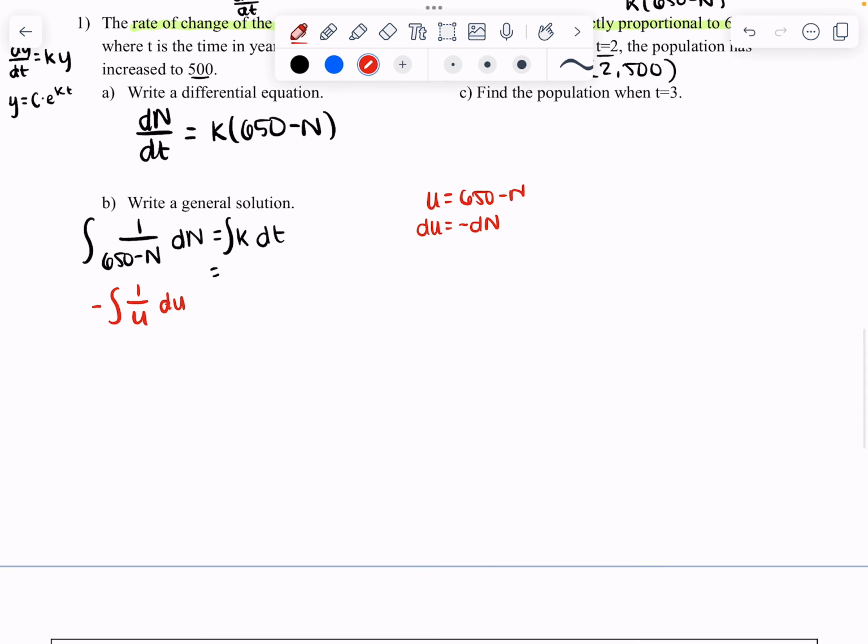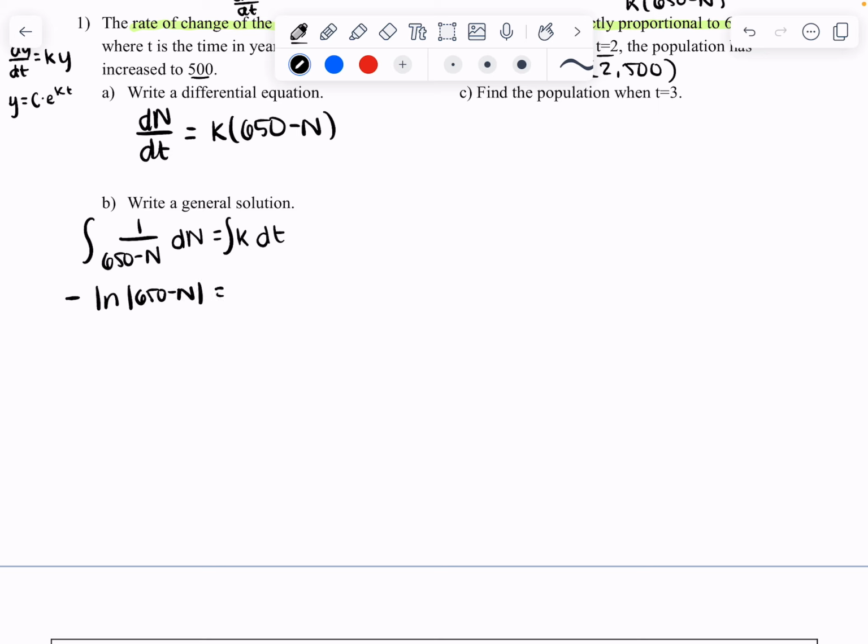Okay, so that's the u substitution that's going on. I'm going to erase it and just write down what we end up getting here. So we're going to get negative natural log of, because when we integrate 1 over u, we get natural log of u. U is 650 minus n.